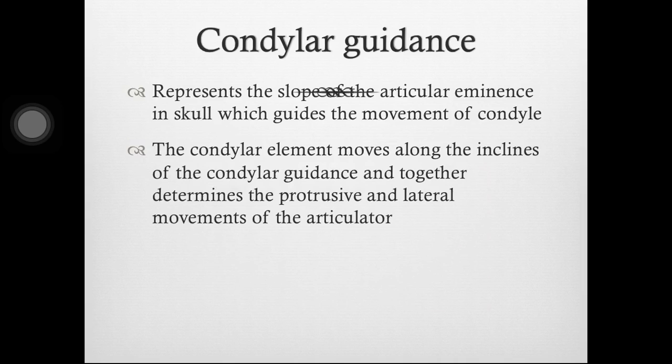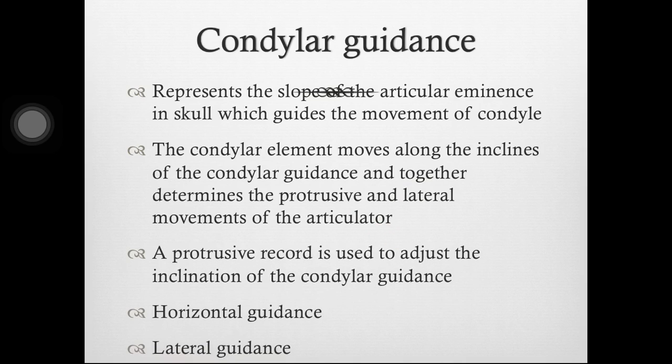They represent the articular eminence in the skull, which guides the movement of the condyle. The articular eminence is present in the skull of the patient, and the condyle is attached to the mandible of the patient. The condylar element moves along the inclines of the condylar guidance and together determines the protrusive and lateral movements of the articulator.